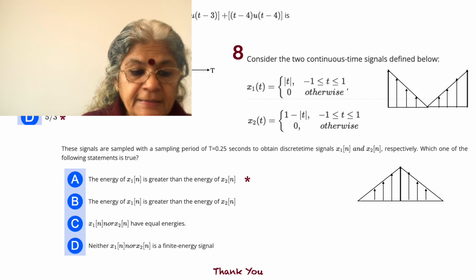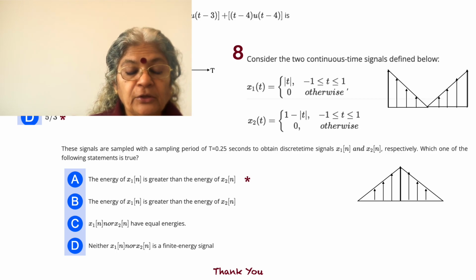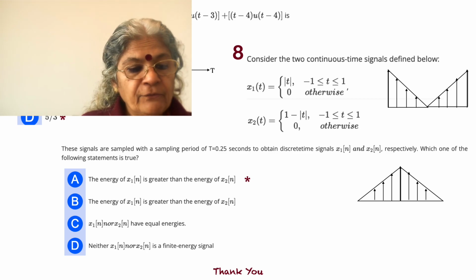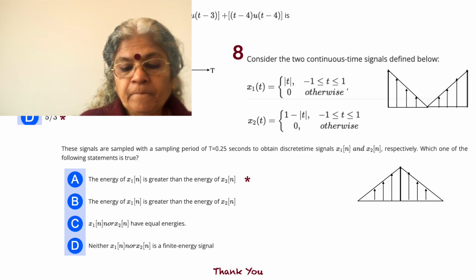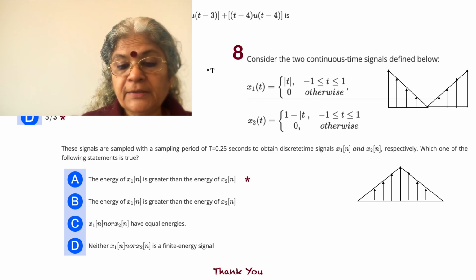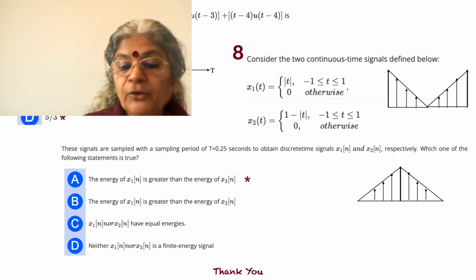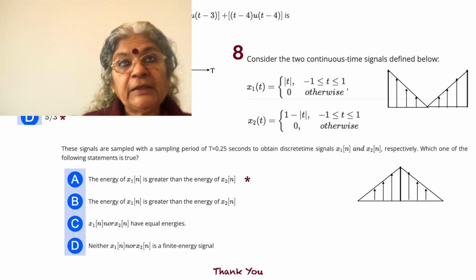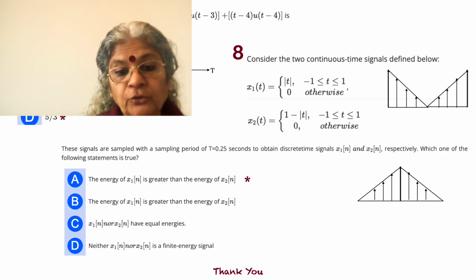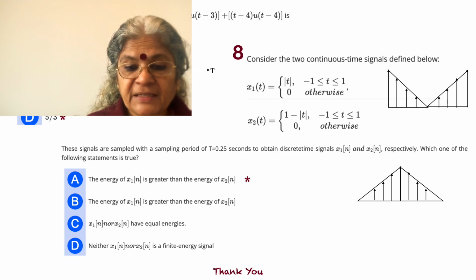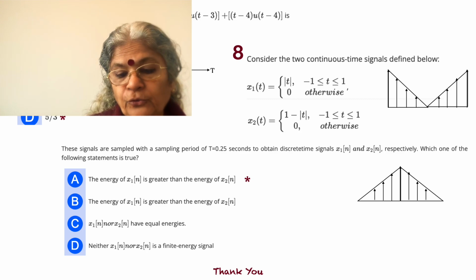So these signals are sampled with the sampling period of T equal to 0.25 seconds to obtain the discrete time signals x1[n] and x2[n], respectively. Which one of the following statements is true? Obviously, x1[n] has 1 on either side, and 0.75 on either side, and 0.5 on either side, and 0.25, and only one value of 0. On the other hand, for x2[n], though there are 2 zero samples, there is only one sample with amplitude equal to 1. The others match: you have 0.75, 0.5, and 0.25.